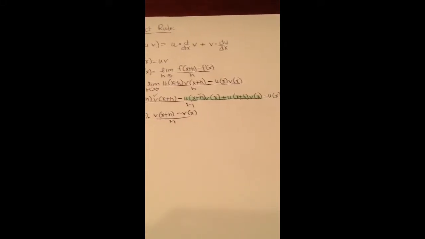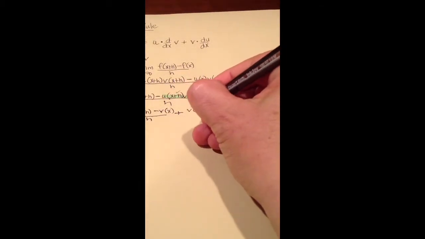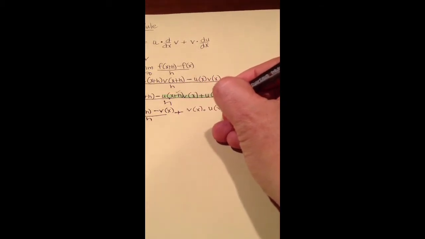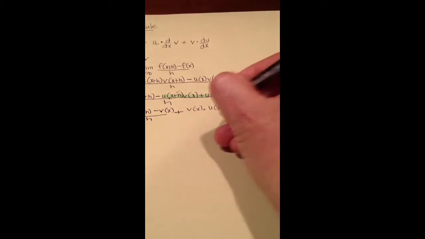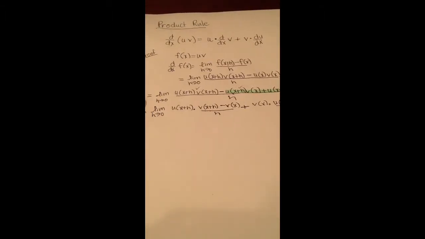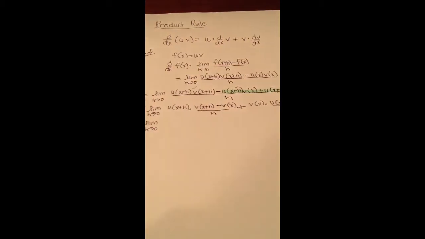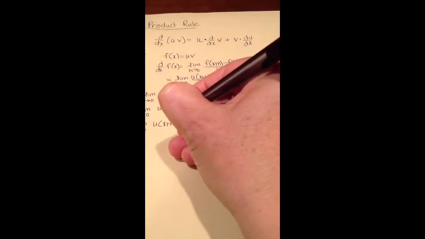Now if I go over to here, I can pull out of both of these a v of x. So I'm going to pull out v of x, and then what's left over is u of x plus h minus u of x over h. Okay, at least it almost fits in the screen now. Not quite. Now I'm going to look at the limit as h approaches 0. Let's clean up what this is right here. So this is u of x plus h.